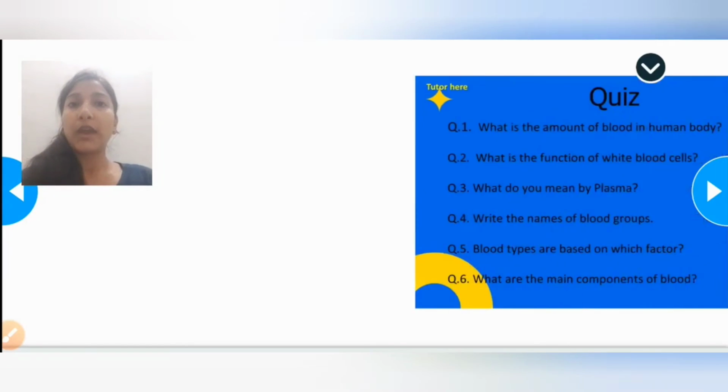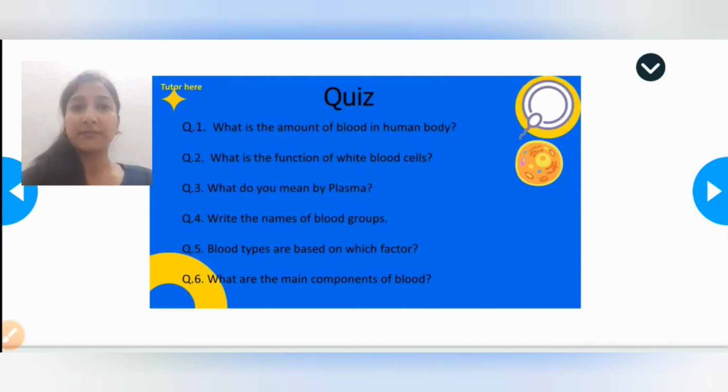So, I hope you like the session. It's time for a quiz. What is the amount of blood in the human body? It is 1.2 to 1.5 gallons or 10 units of blood. That means about 5 liters.